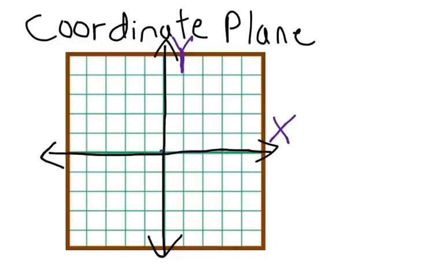Another thing I want you to name is the origin. So let's put a dot at the very center where those 2 axes intersect. We're going to call that 0, 0, which is also known as the origin. Think O for origin and OO for the coordinate.